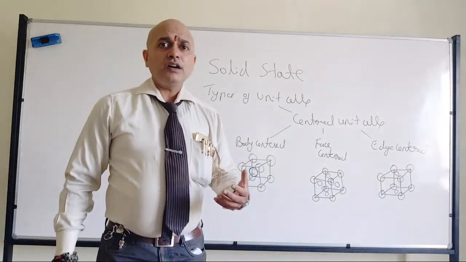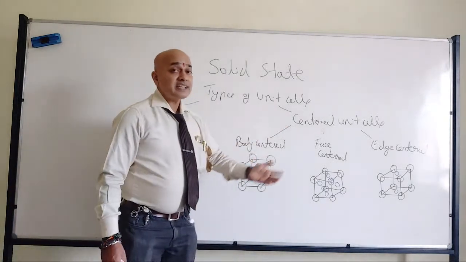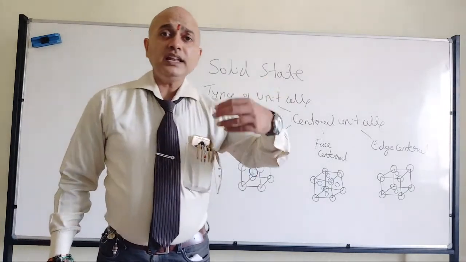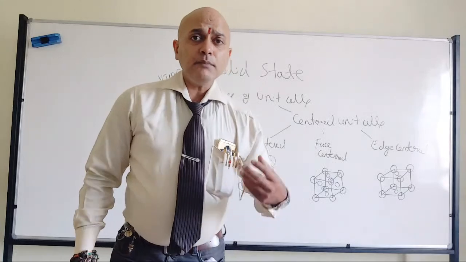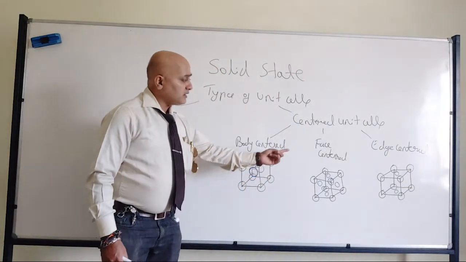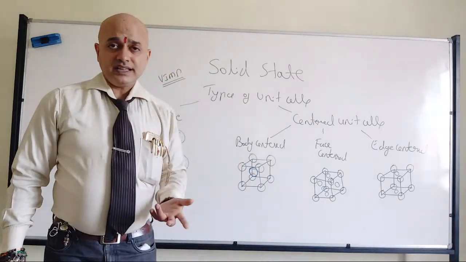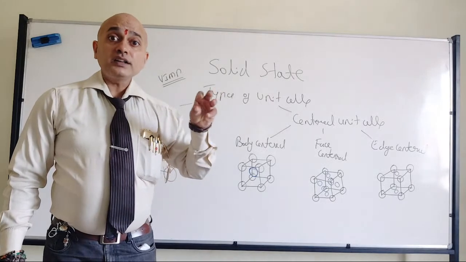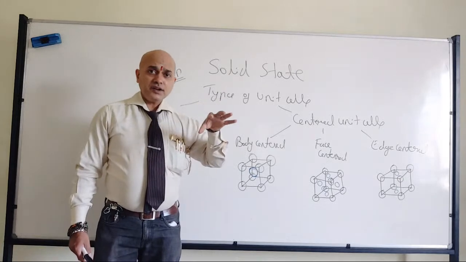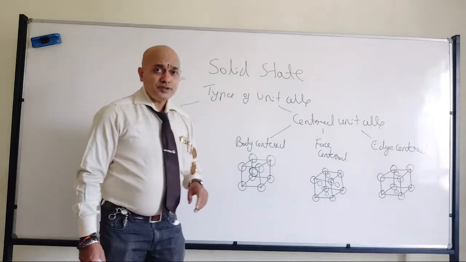Yes, Amit. In all of them, they have the atoms at the corners. Right? But when it comes to centered unit cells, there will be additional elements. It can be an atom or a molecule. Additional elements will be present along with the corner atoms. So therefore they are called centered unit cells, because the corners are already filled. So what is left over? What is left over will be either the center of the face or the center of the cube.